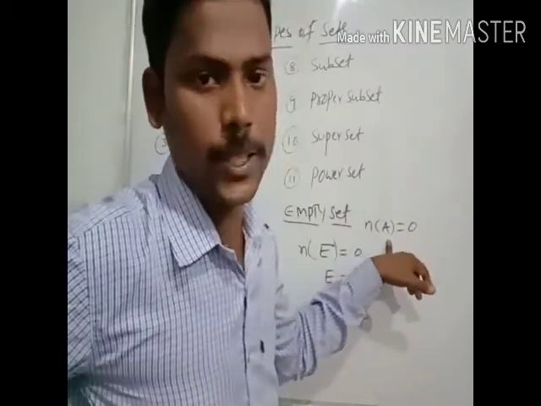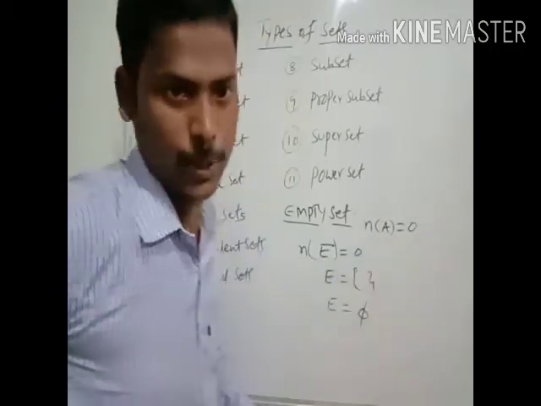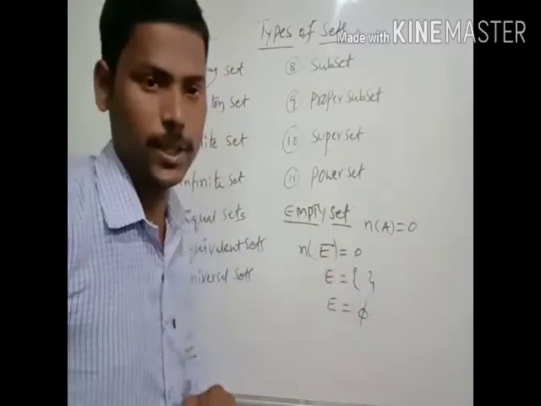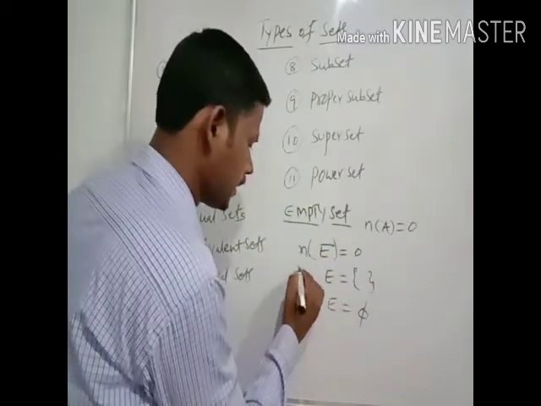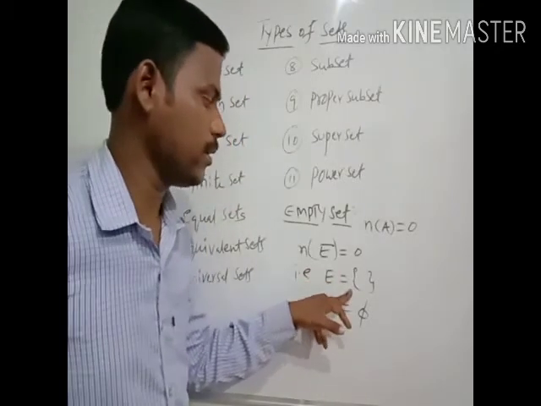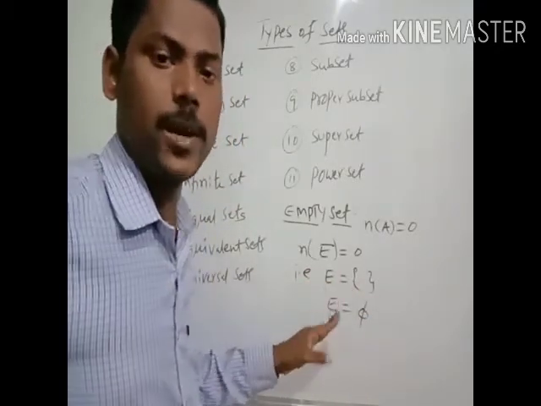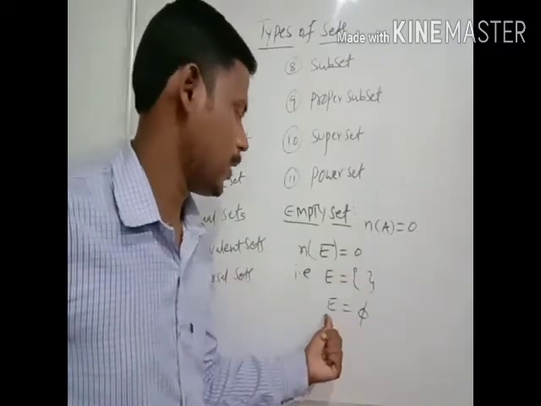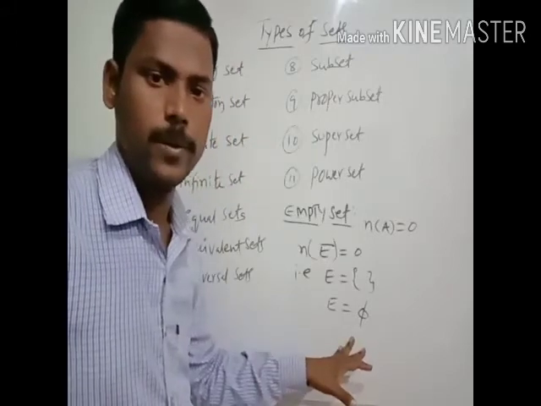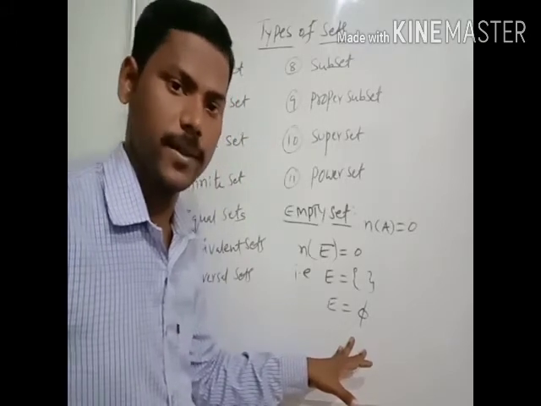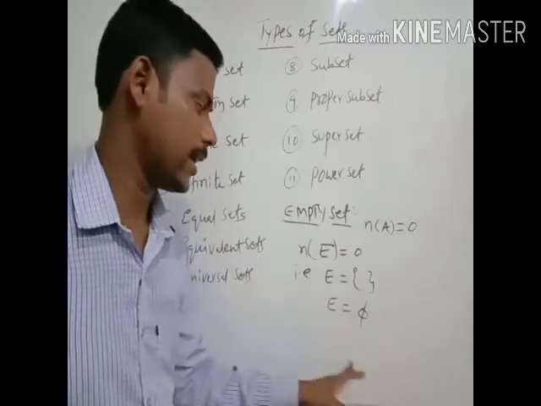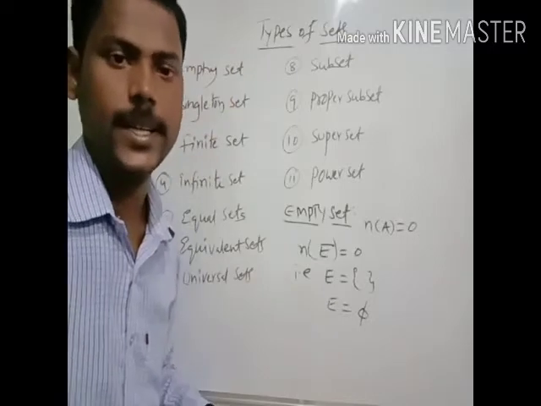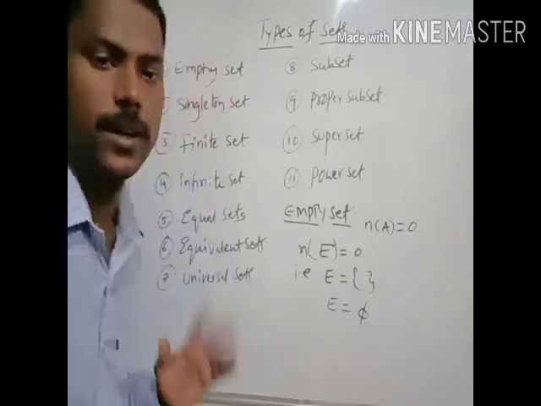If A is an empty set, then n(A) equals 0. If the empty set is denoted by E, then n(E) equals 0. So the empty set is nothing but only curly braces, with no element between the curly brackets, or otherwise the empty set is denoted by the symbol ϕ, the Greek letter phi, like a circle with one oblique line. So this is the empty set. A set containing no elements is called an empty set.